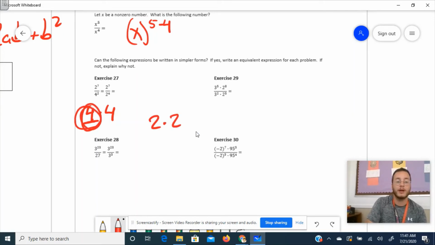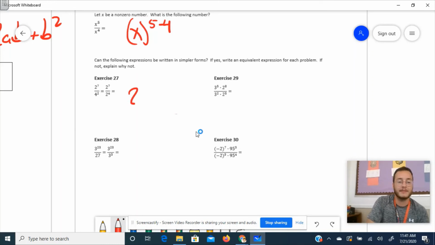So all I did was break this 4 into a 2 times 2. And then I'm multiplying it by another 4 of 2 times 2, which gave me four 2s being multiplied. So it gave me 2 times 2 times 2 times 2, or 2 to the fourth power. That's how they get that. They just break it down into simpler factors. So then I have base of 2, 7 minus 4.